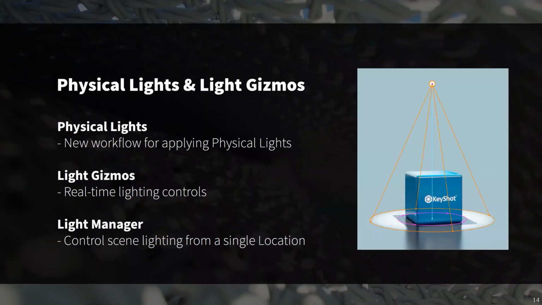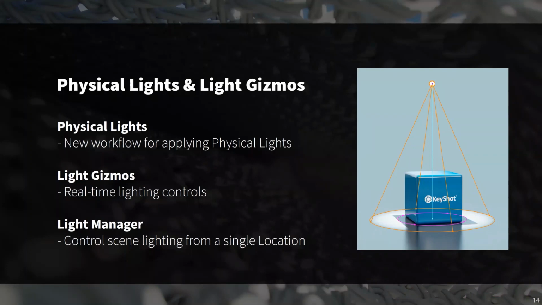We've updated our lighting features in KeyShot 10 by adding a new add light menu for physical lighting, as well as adding new light control features. You can now basically add physical lights in a one-step process from the edit menu rather than having to bring in geometry and then apply a lighting material to that geometry. It just speeds things up and makes things a little bit easier.